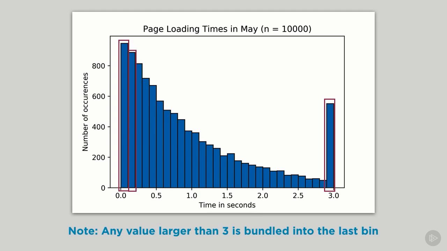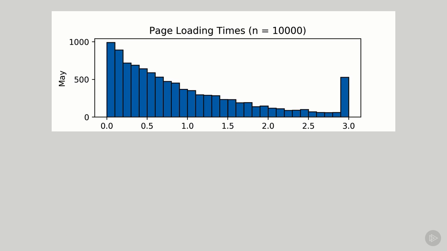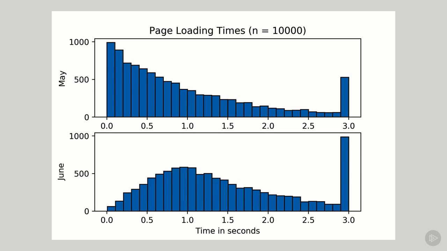Suppose you want to compare this histogram with one for June when the average page loading time suddenly became much slower. And suppose that the amount of traffic that you get in June is about the same as the one in May. What you might see is a histogram like this. This tells you that the page loading time has been affected and became slower across the spectrum.